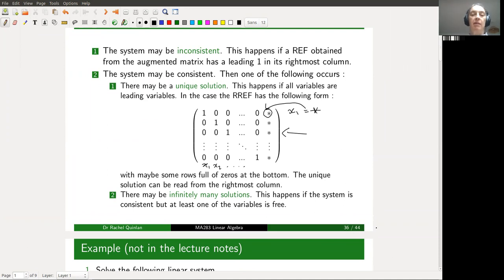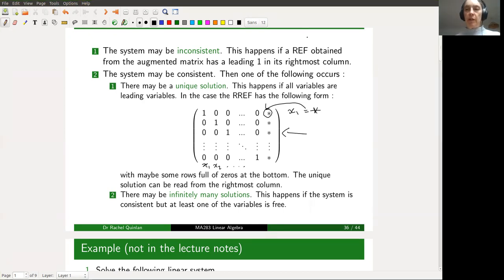Then the other possibility is that there can be infinitely many solutions, and this occurs if the system is consistent, but not every column corresponding to a variable has a leading 1 in the reduced row echelon form. So in this case, at least 1 or more of the variables is free, and there are infinitely many solutions because the free variables can assume any value, but the values of the leading variables are then determined in terms of the free variables in a particular solution of the system.